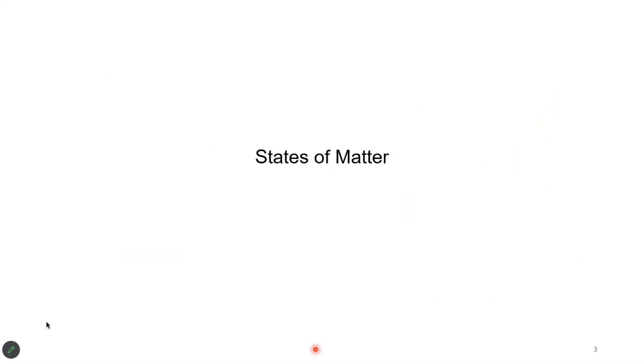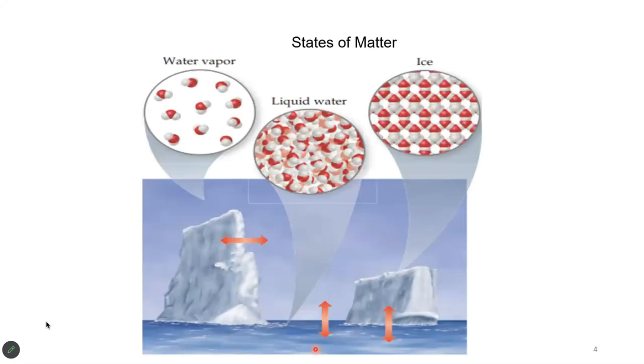Now we are taking another chapter of AS level, that is states of matter. This is what I can show you, the three states of matter, that is gas, liquid, and ice. If you look at this, the molecules in gas are far apart from each other. If you look at this, molecules in liquid are not that far.